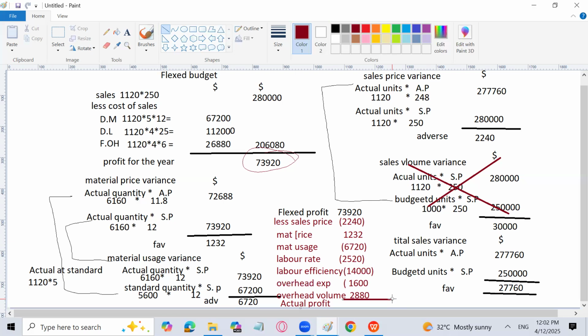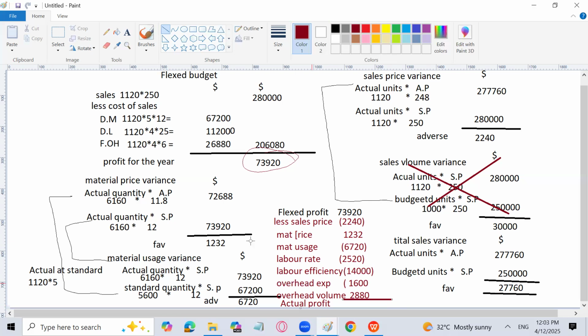So all the favorable variances will be added and adverse variances will be subtracted, but sales volume variance will not be taken into account. Why? Because the difference between flexed and actual profit does not include volume. It is all because of the rate, standard rate and actual rate. That's why volume variance will not be taken into account. I will explain you more.